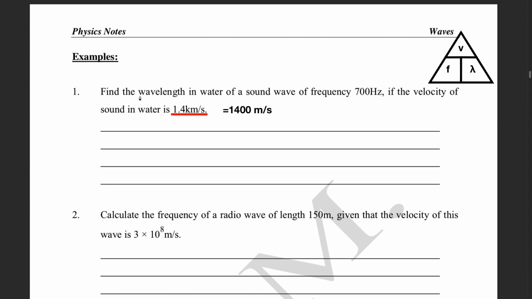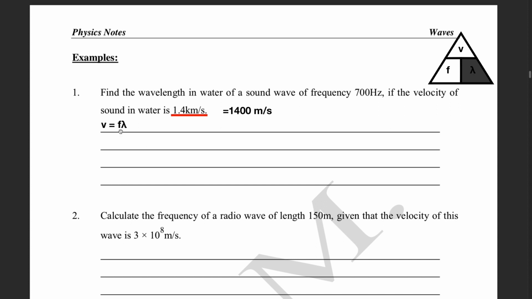We were asked to find the wavelength, and we've been given the frequency and the velocity. So if we were to cover the wavelength, we are left with V divided by F. So we'll start off from the equation, V equals F lambda. We can change that into lambda equals V divided by F, placing in the values 1400 divided by 700, which will give us a final answer of 2 meters. So the wavelength in water of this sound wave is 2 meters.